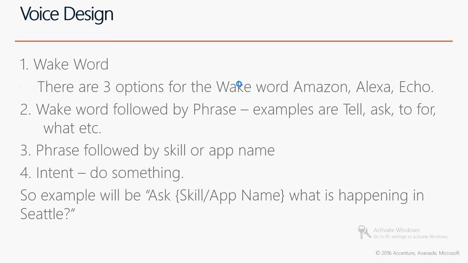So voice design. First, the wake word. There are three options for the wake word: Amazon, Alexa, Echo. The wake word is followed by a phrase. Examples are tell, ask, to, for, what, etc. The phrase is followed by the skill or application name, also called the invocation name. Intent is nothing but some action or do something. So the syntax will be: ask, your skill name or application name or invocation name, and the action, that is, what is happening in Seattle.